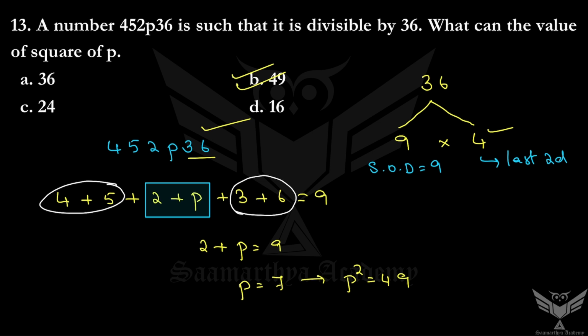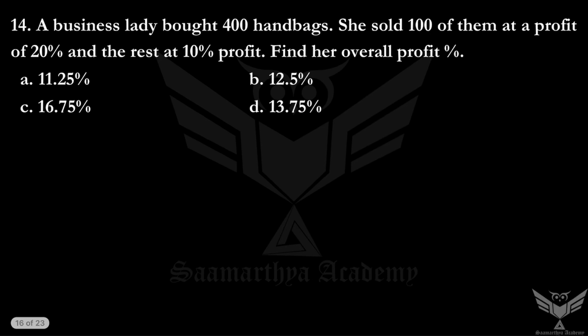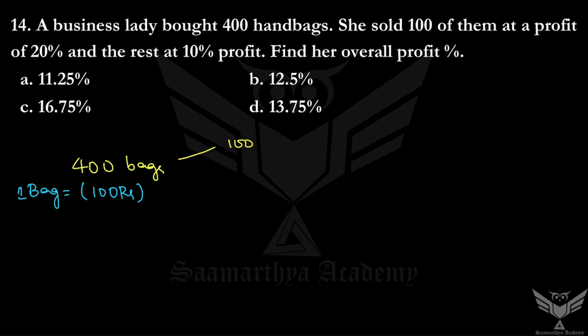The next question. A business lady bought 400 handbags. She sold 100 of them at a profit of 20% and the rest at 10% profit. So she is having 400 handbags with her, 100 handbags at 20% profit. Suppose each handbag is 100 rupees. We'll consider one bag equals 100 rupees.